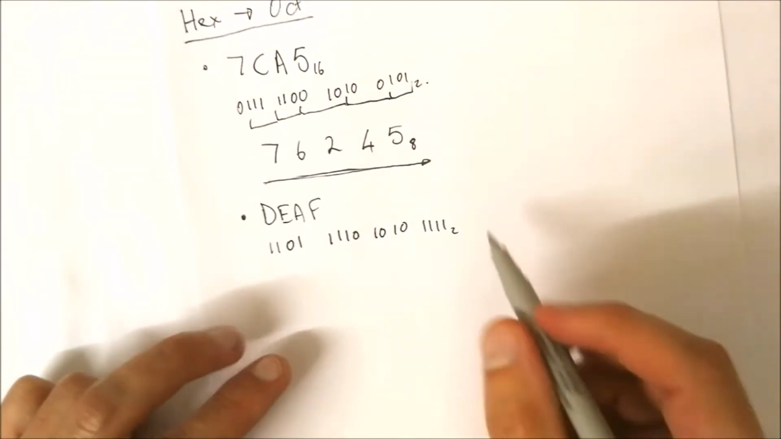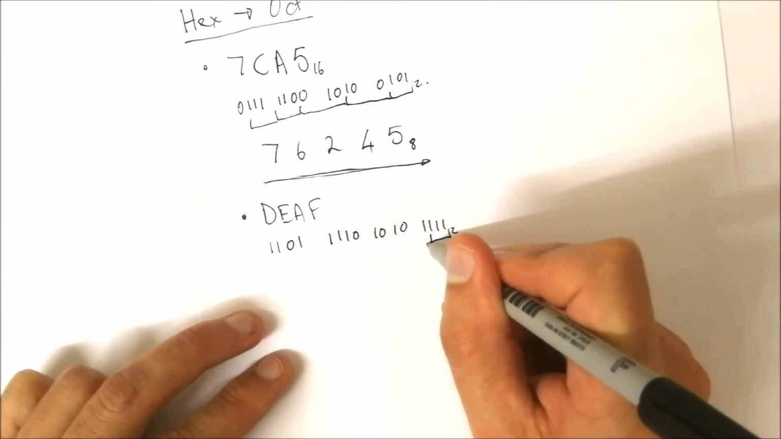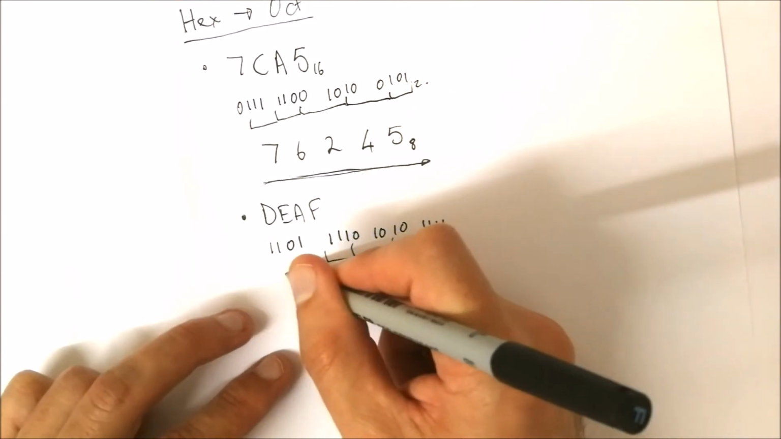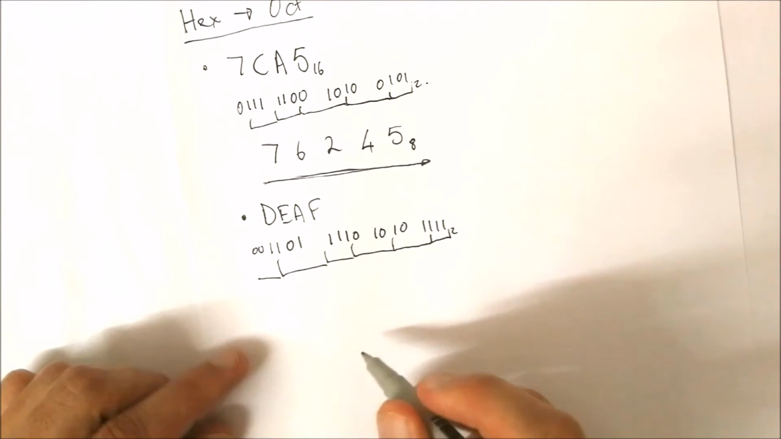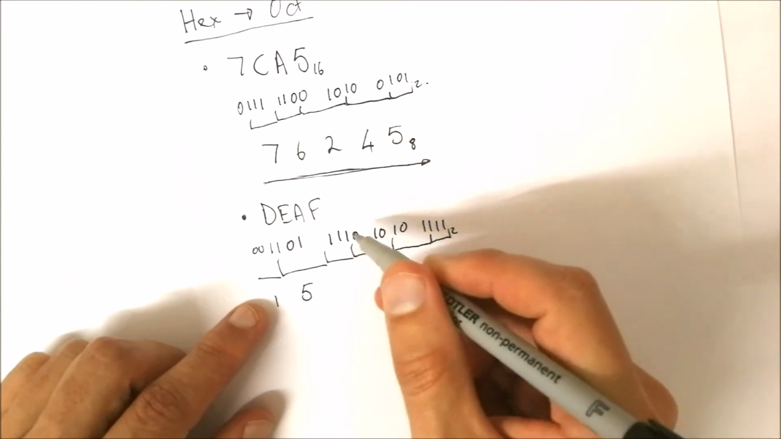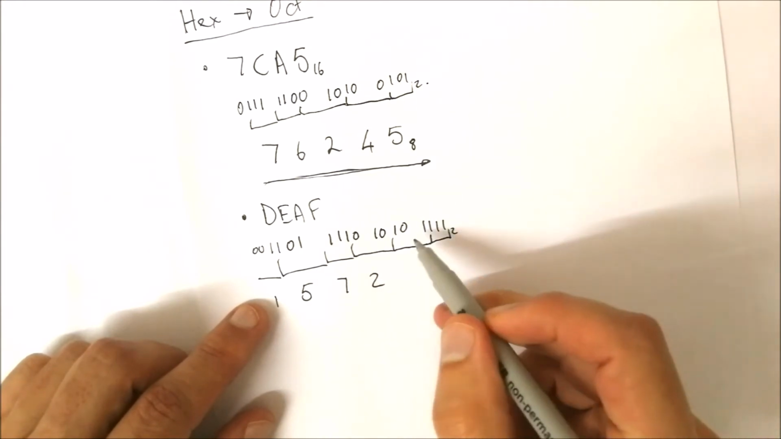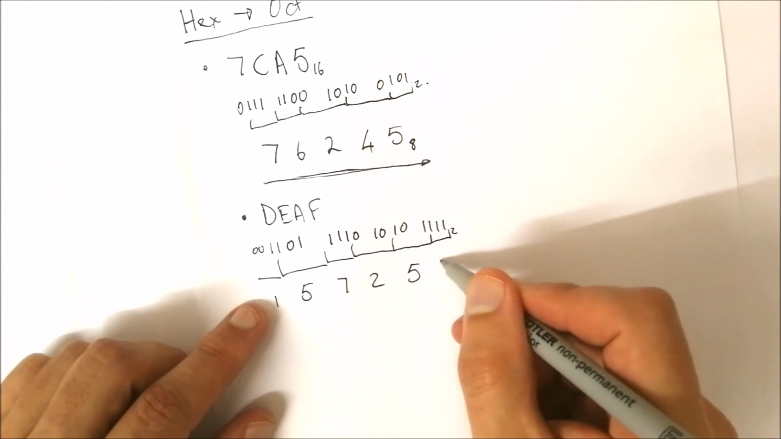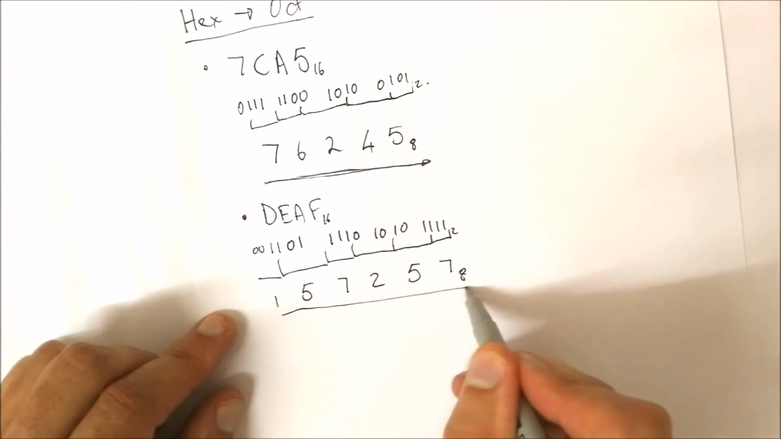Now again we're going to split it up into bits of 3. So we've got 3 over there, 3 over there, 3 over there, 3 there, 3 there, and this one is on its own, so we place 2 zeros in front of it. What's 001? Well, that's 1. What's 101? That's 5. What is 111? That's 7. 010 is equal to 2. 101 is equal to 5. And 111 is equal to 7. Okay, so that is our final answer.